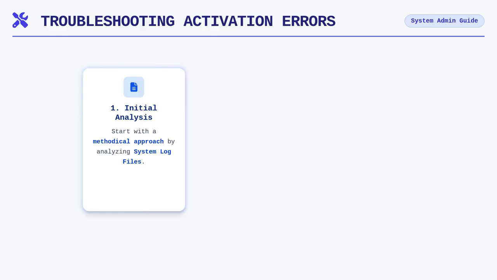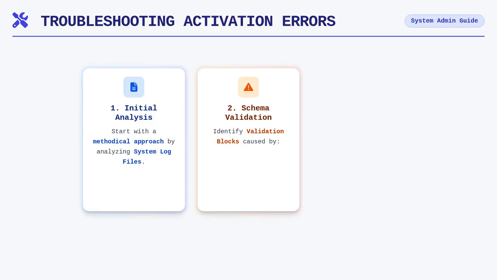Troubleshooting activation errors requires a methodical approach, starting with the system log files. Frequently, you will encounter schema validation blocks that occur because of pre-existing records or conflicting configurations in global tables. When you see such errors, examine the system logs specifically for store application error codes, which provide granular details about which specific business rule or dictionary entry caused the transaction to roll back.